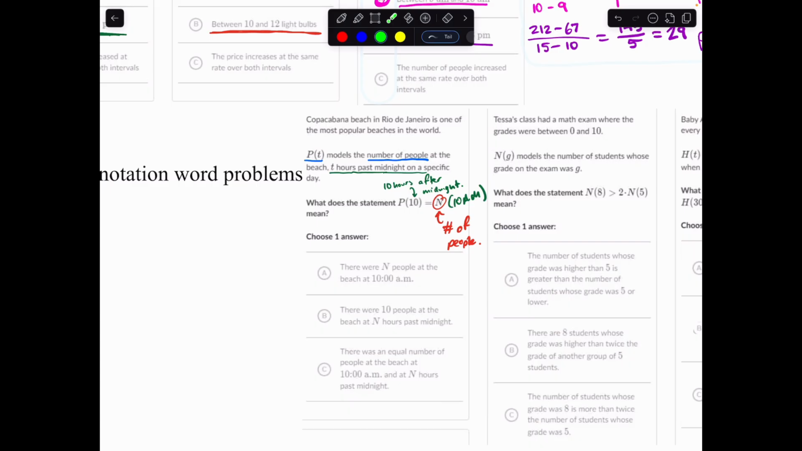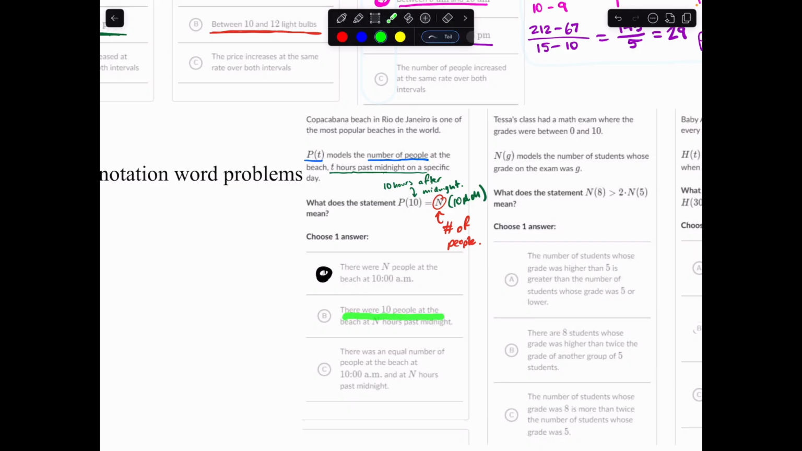Well, N is the number of people, and it says N people, so that's a good sign. And then 10 hours after midnight, 10 a.m., it does say 10 a.m., so that's looking good. Let's go ahead and circle that one. That makes sense. But just to be sure, let's check the other ones.